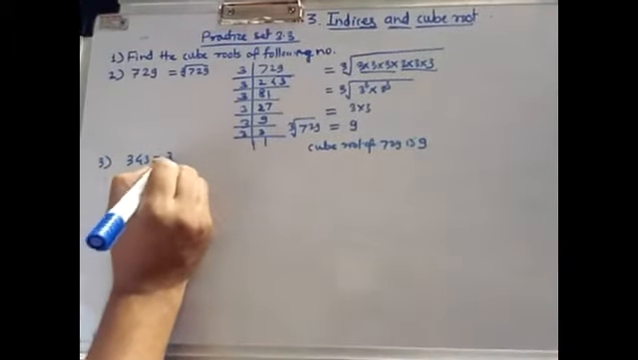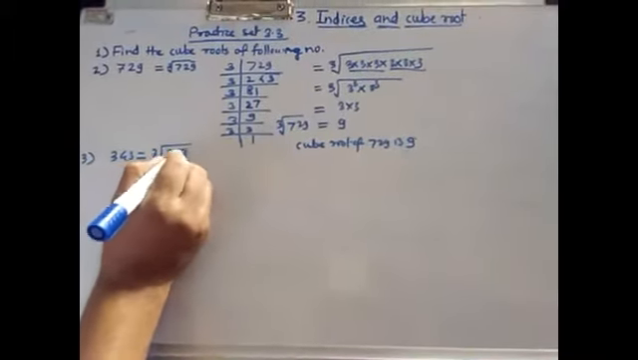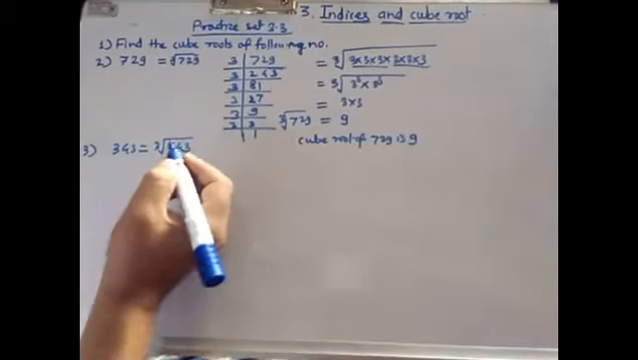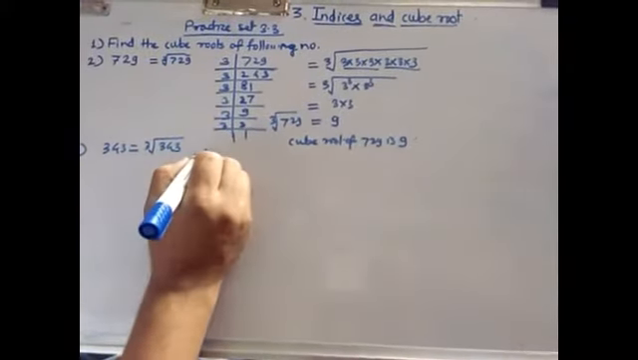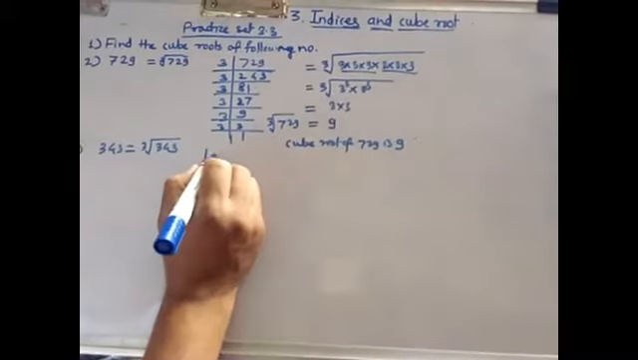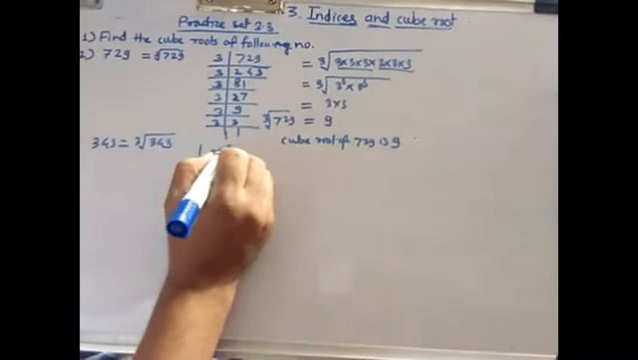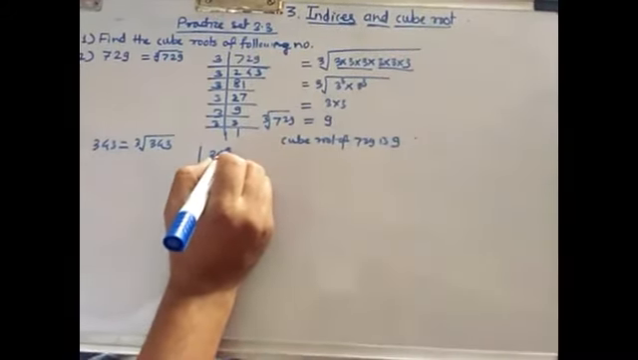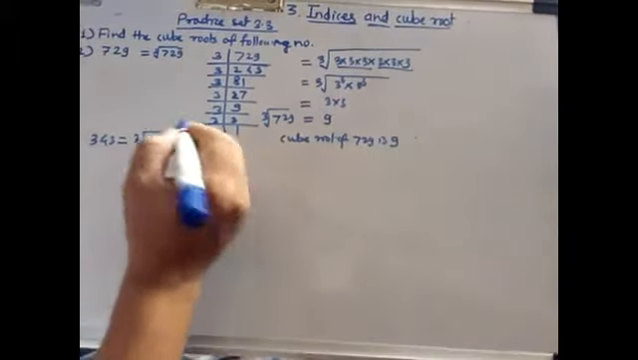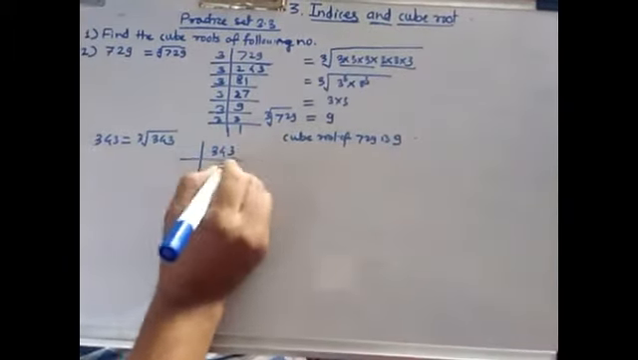Now the next example, the third example, is 343. We find the cube root of 343. Again 343 is an odd number. We divide it by 7, not 1, not 3, not 5, and directly we can divide it by 7.